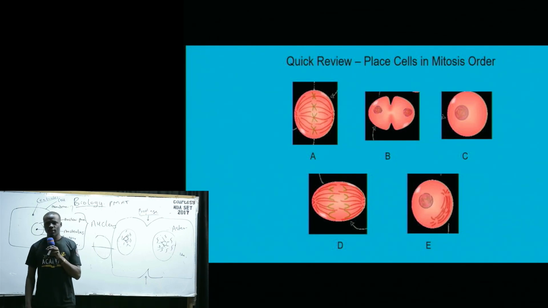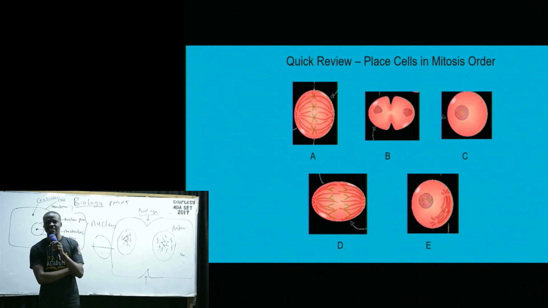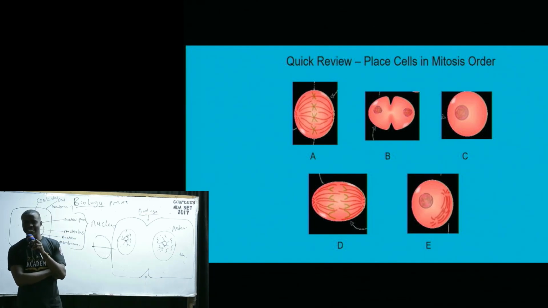A is metaphase. They said arrange. They don't say identify. You don't know how to arrange. Okay. C, B, D, E. C, prophase. A, metaphase. D, anaphase. B, telophase. And E, cytokinesis. No, E is what? Cytokinesis.